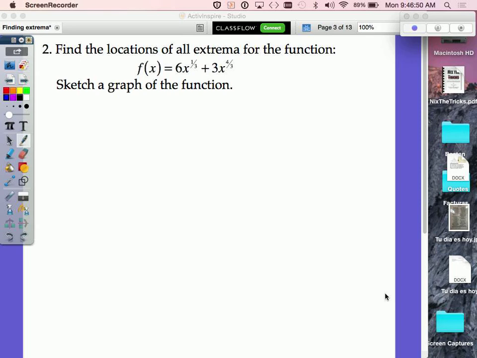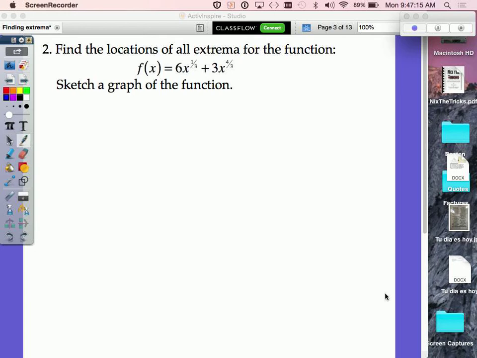So we just looked at a question where we were finding the absolute extrema of a continuous function on a closed interval. And we found that we could use something called the candidate test to very quickly and easily find those absolute extrema. In this second example, we're asked to find the locations of all extrema for the function f at x equals 6 times the cube root of x plus 3x to the 4/3. And then we're asked to sketch a graph of this function.